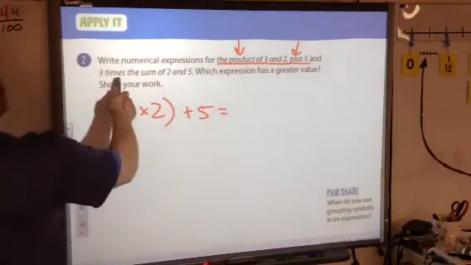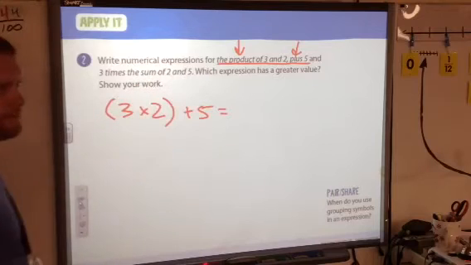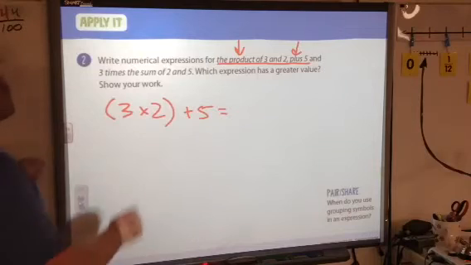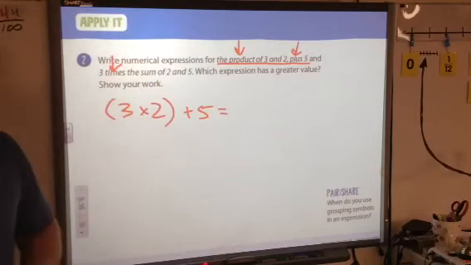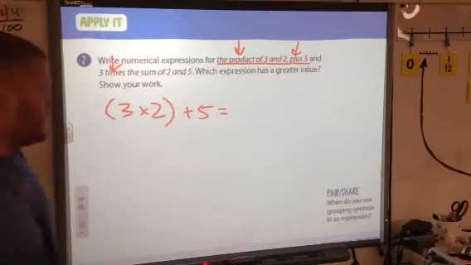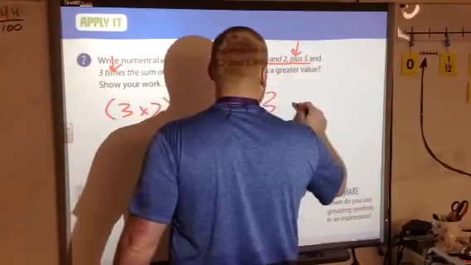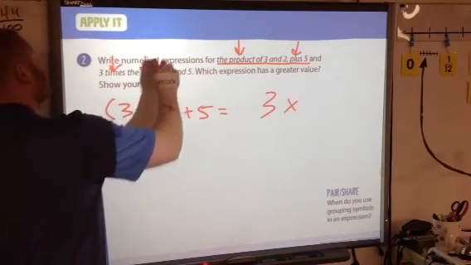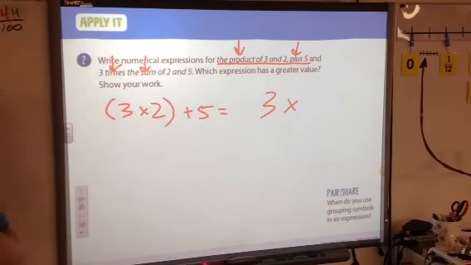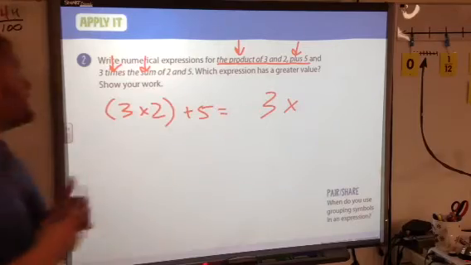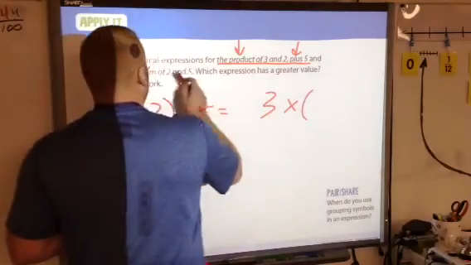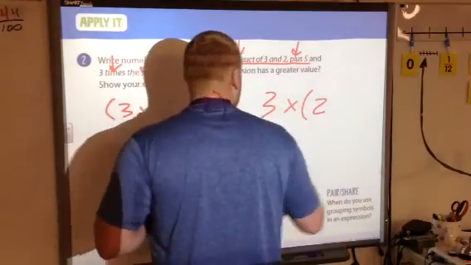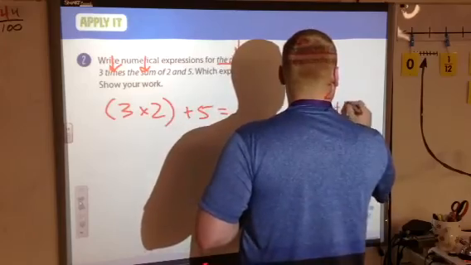Alright, it says 3 times the sum of 2 and 5. So it's kind of just flipped. The parentheses are just located in different places. So I see 3 times. Times just indicates multiplication, not the result of multiplication. So I have 3 times the sum of 2 and 5. Sum indicates the result of addition. So I know that should be in parentheses. 2 and 5. Oops. I always want to write and. 2 and 5, right? Very good.